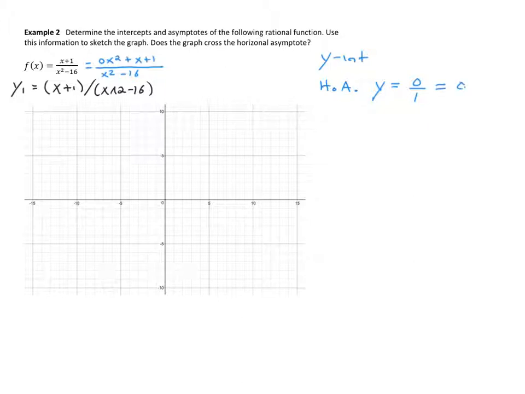Now the y-intercept is going to be the ratio of the numbers at the end. Well, this works. I have a 1 and a negative 16. This means the y-intercept is (0, negative 1/16).